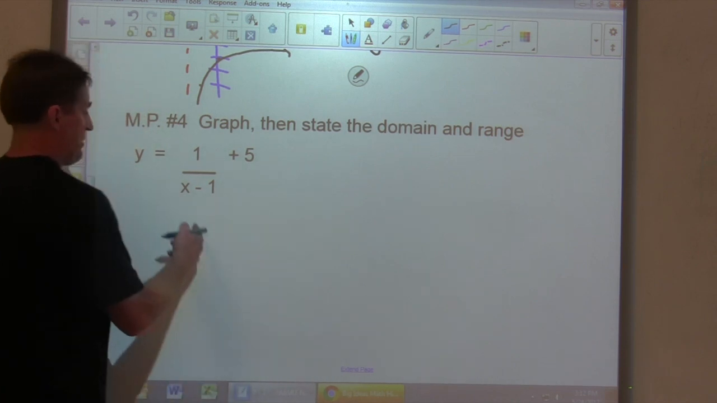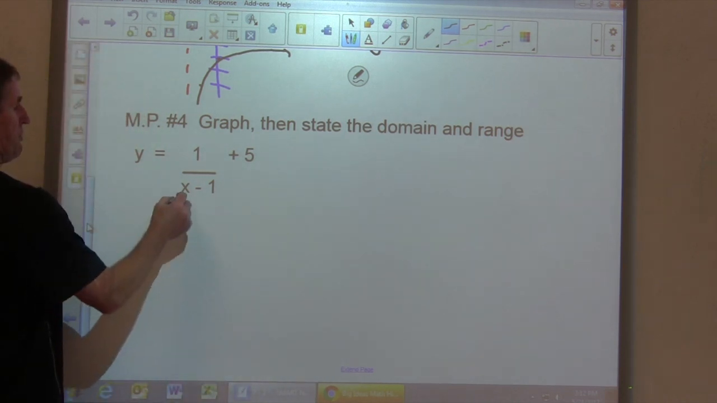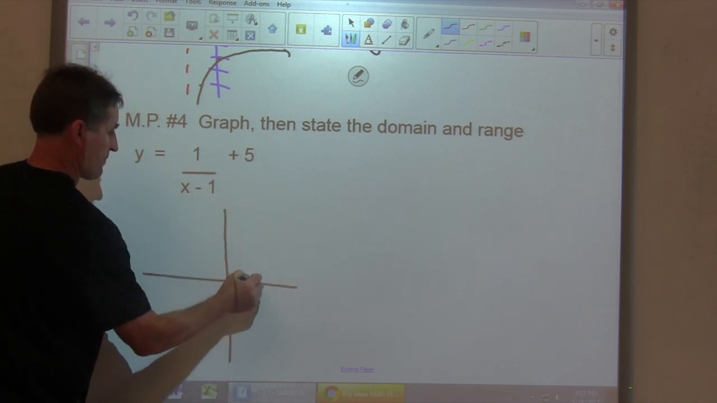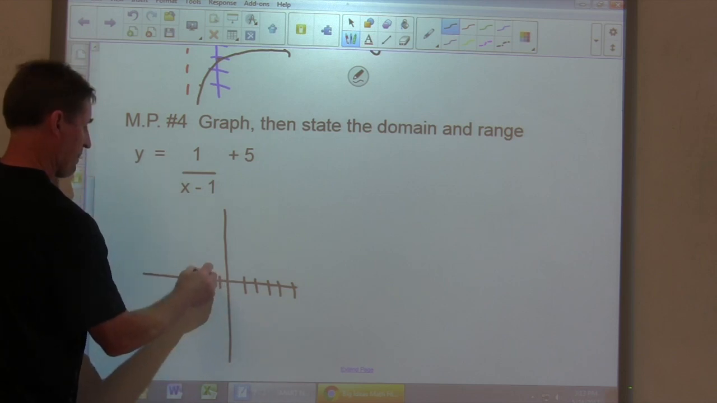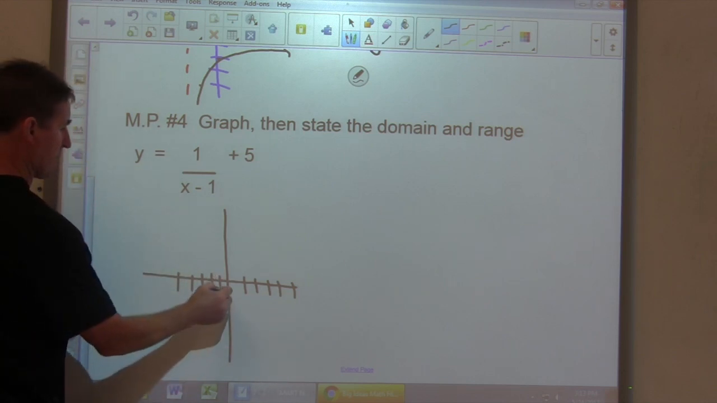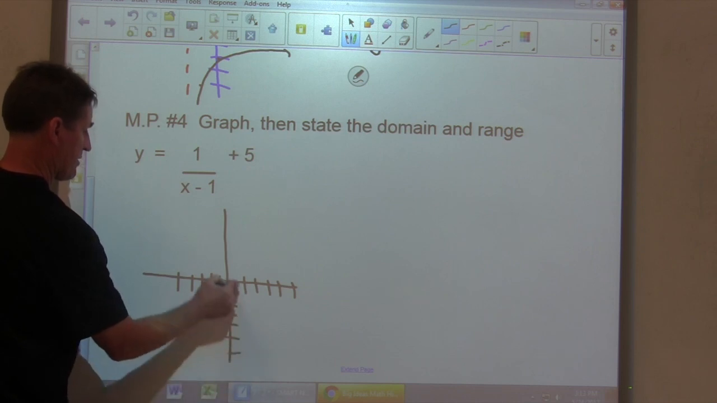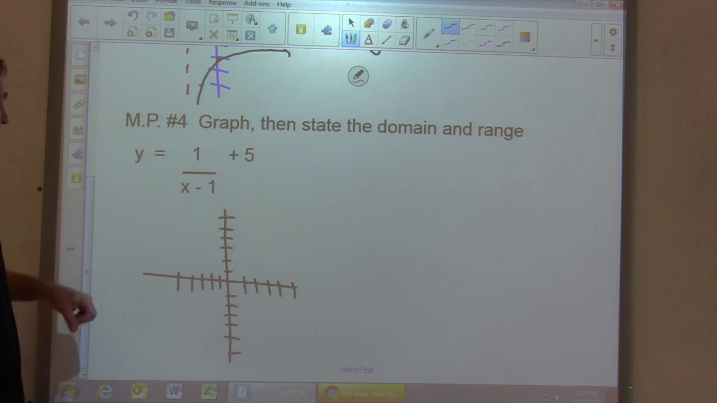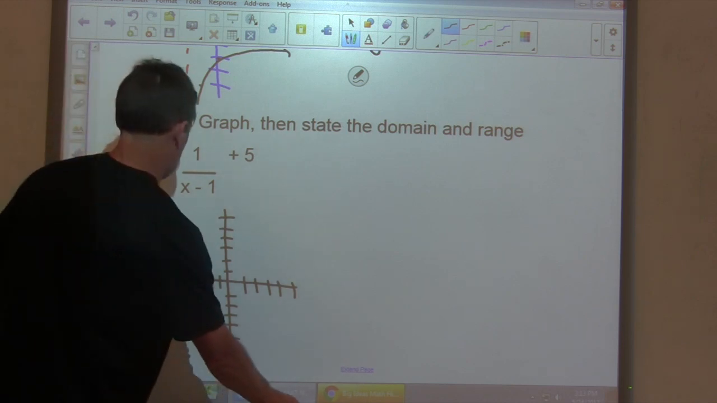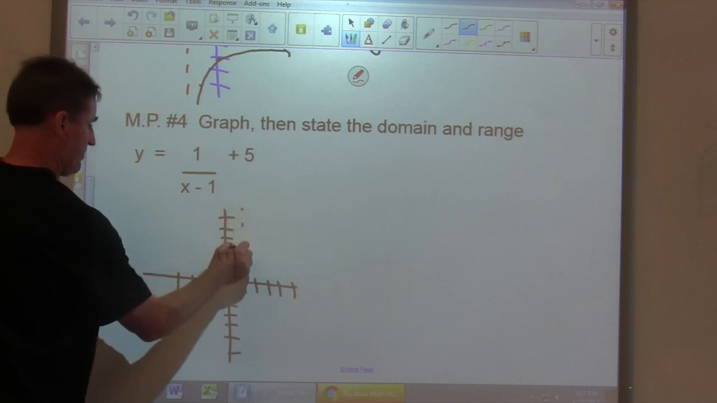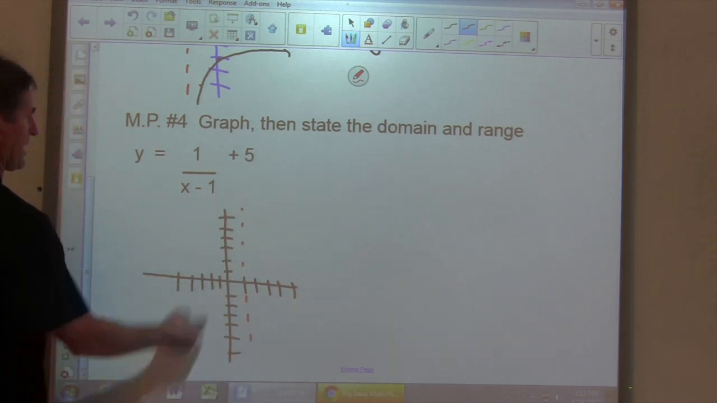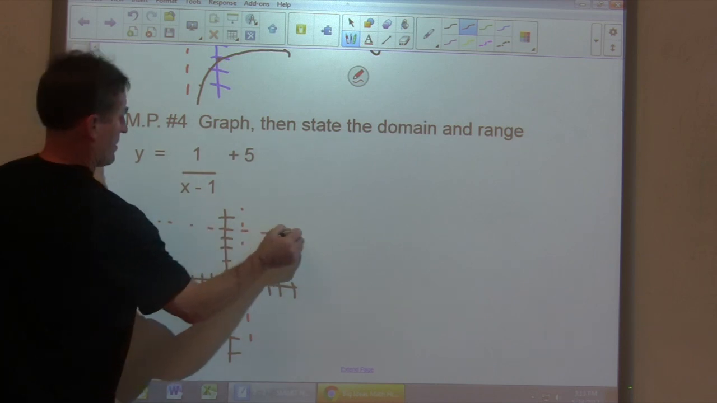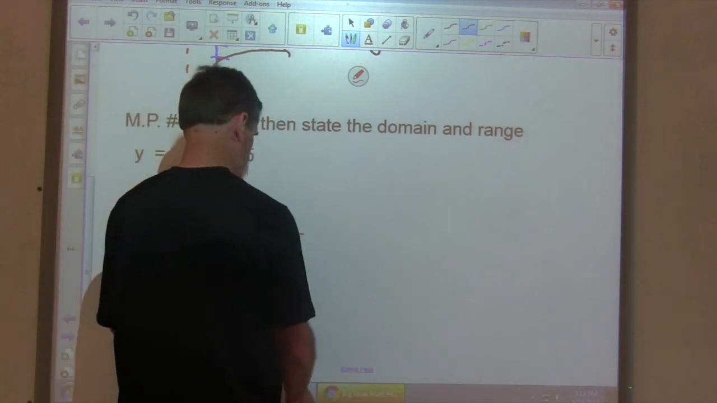So if you did this right, remember our vertical asymptote would be x equals h. So let's go ahead and draw our graph. So we're going to plug in a vertical asymptote at opposite this, so 1. And our horizontal asymptote at k, which is 5. And then we're going to make our chart.